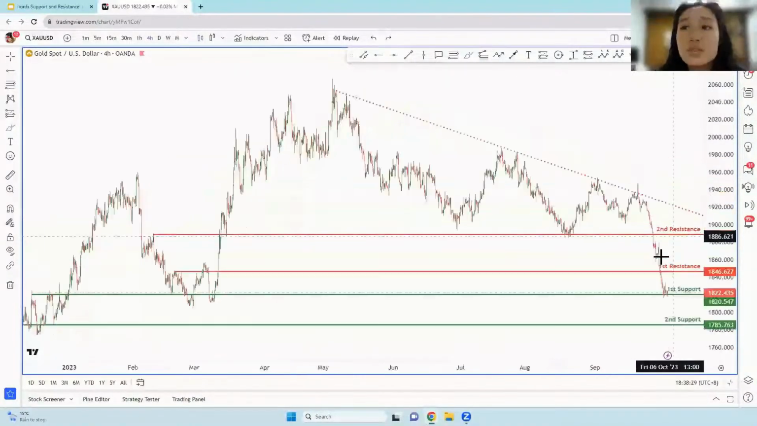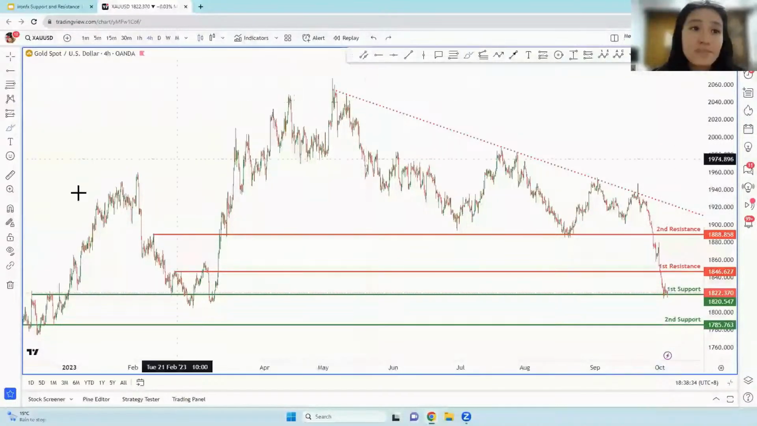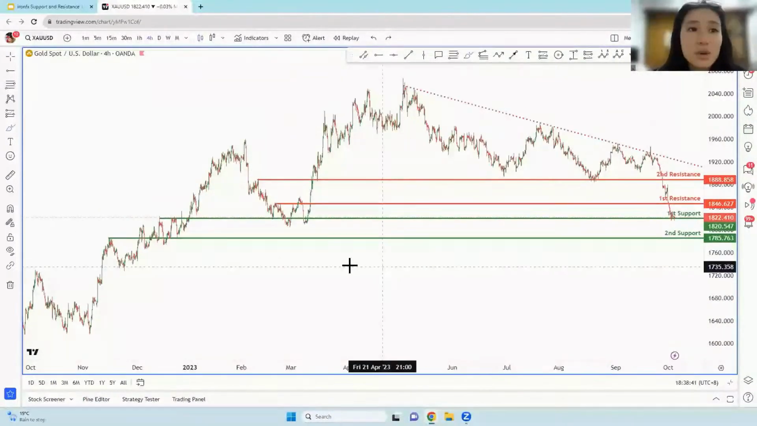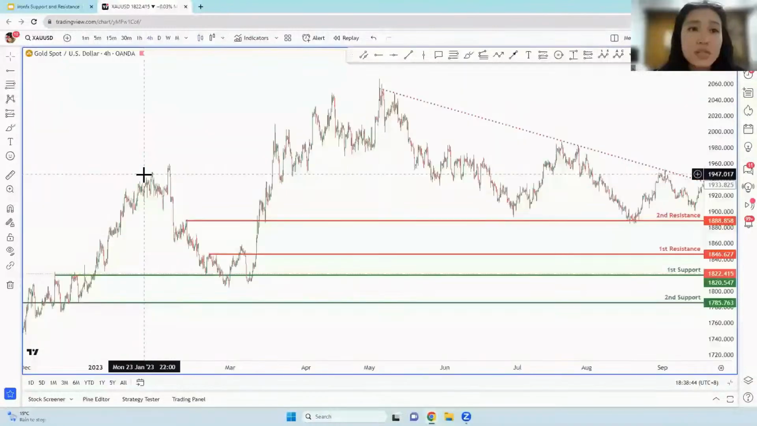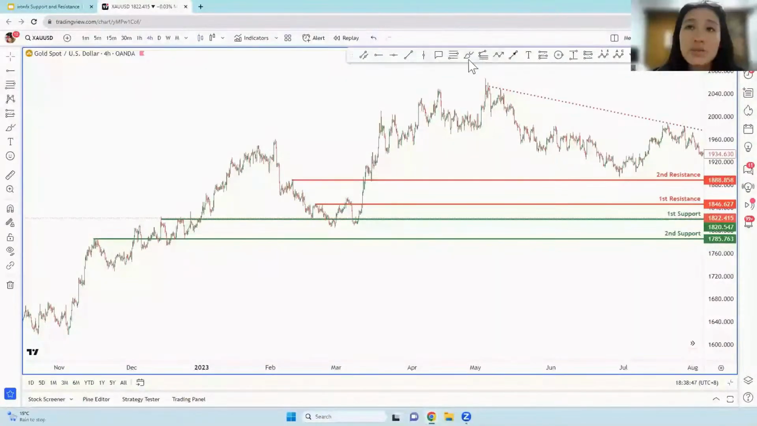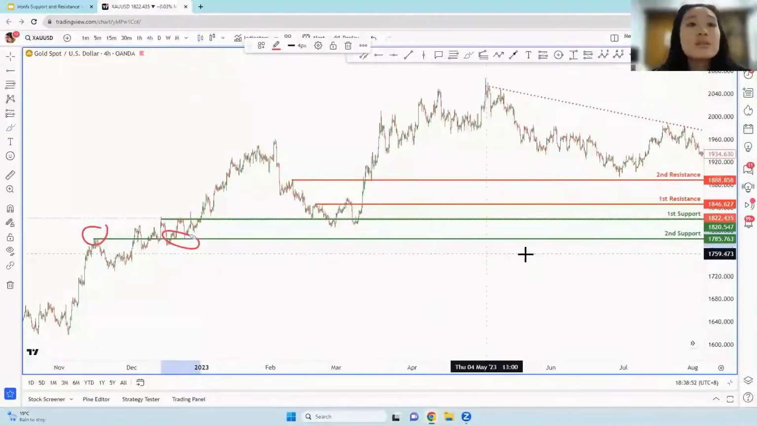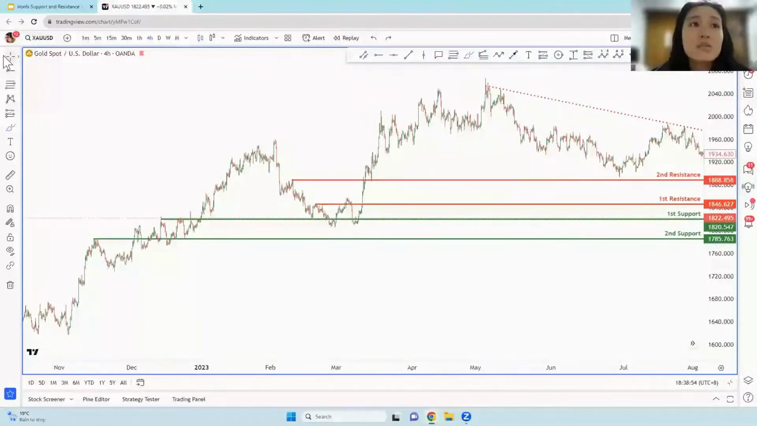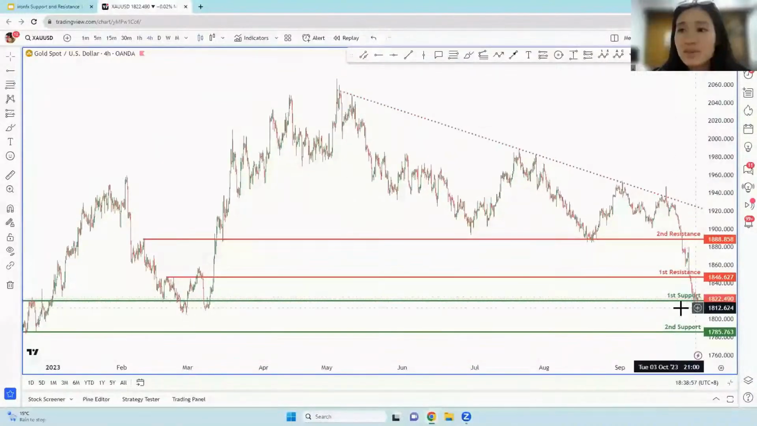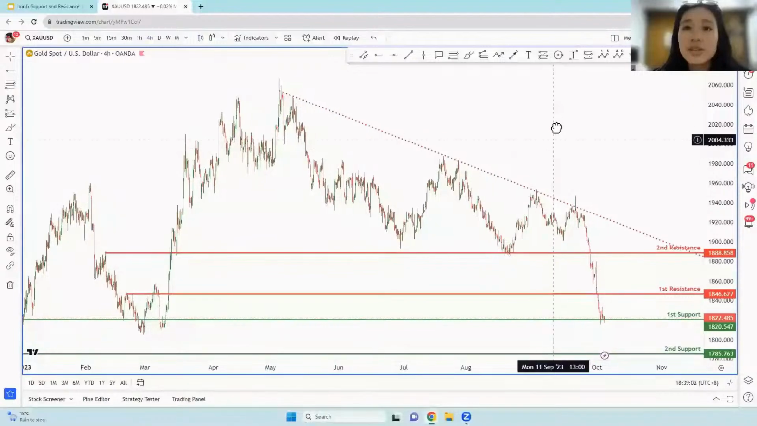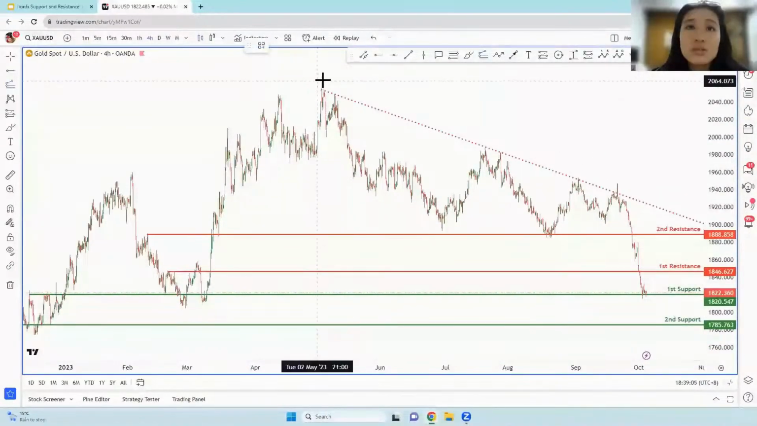Okay, first support is because it's the closest swing low to where price is currently at. Okay, and it also respects a couple of swing highs and lows. Second support, the reason why I put it there is because we have this swing high here and a couple of swing lows here as well. And it's also basically the closest level to my first support. Okay, now let's go in with our Fibonacci levels.